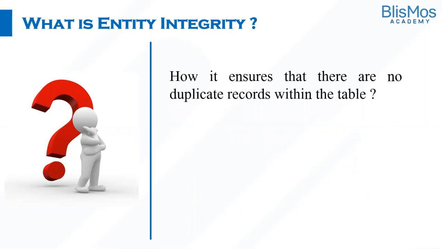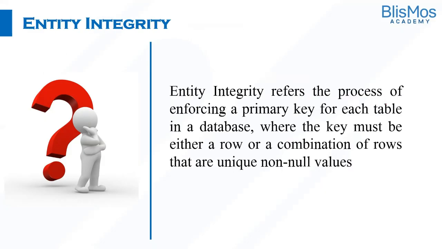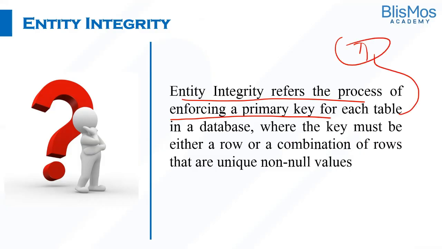So how does entity integrity ensure that there are no duplicate records within the table? By using a primary key. In a way, entity integrity refers to the process of enforcing a primary key for each table, where the key must be either a column or a combination of columns that are unique and non-null values.